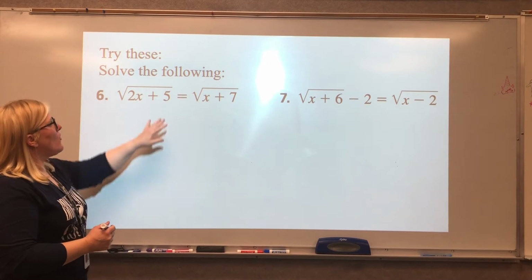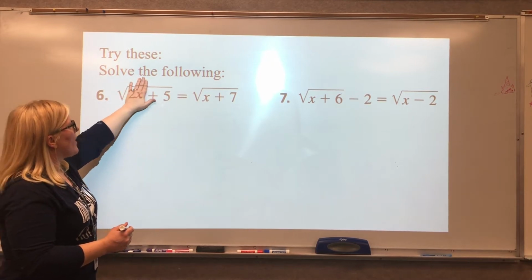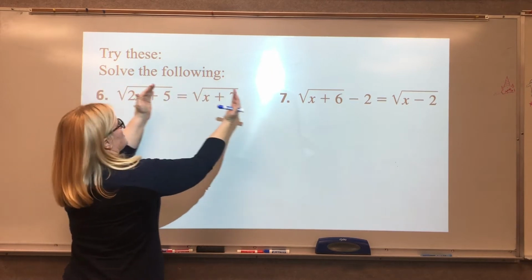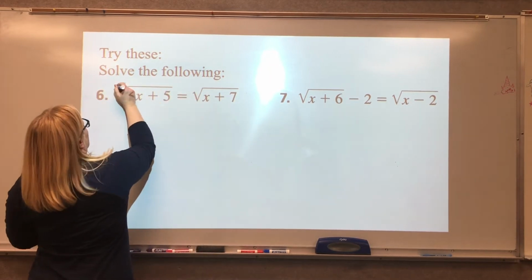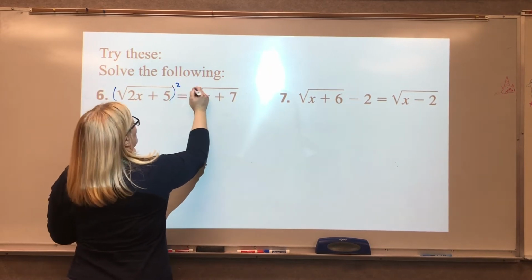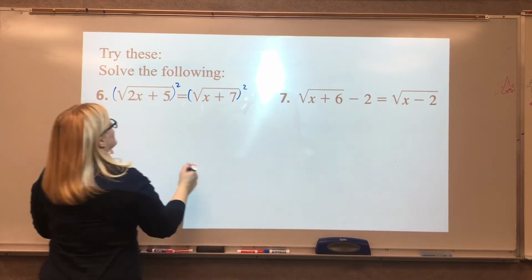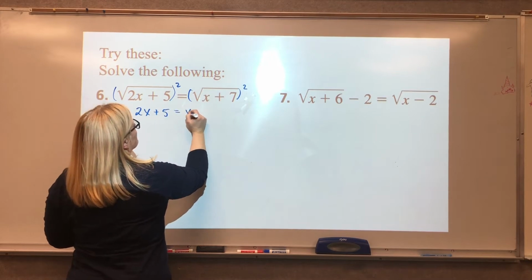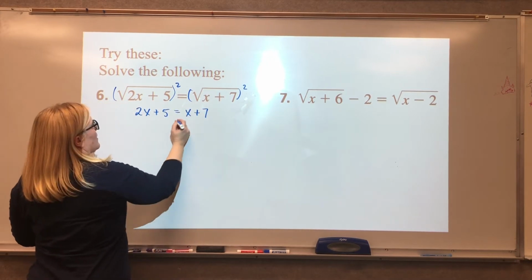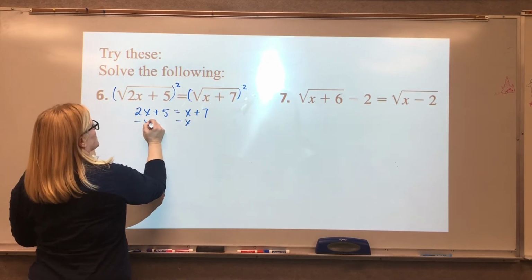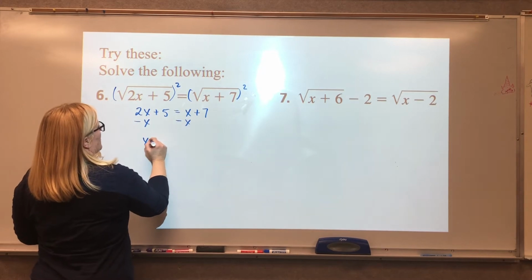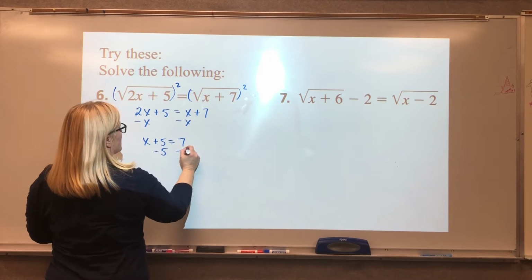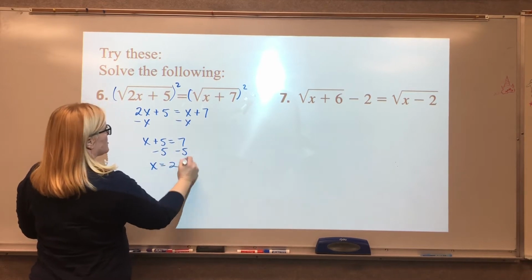All right, so over here we have a radical and a radical. And this is nice because they're both self-contained, really. So we can just square both sides, and we get 2x plus 5 equals x plus 7. Subtract x from both sides, and I get x plus 5 equals 7. And I subtract 5 from both sides, and I get x equals 2.